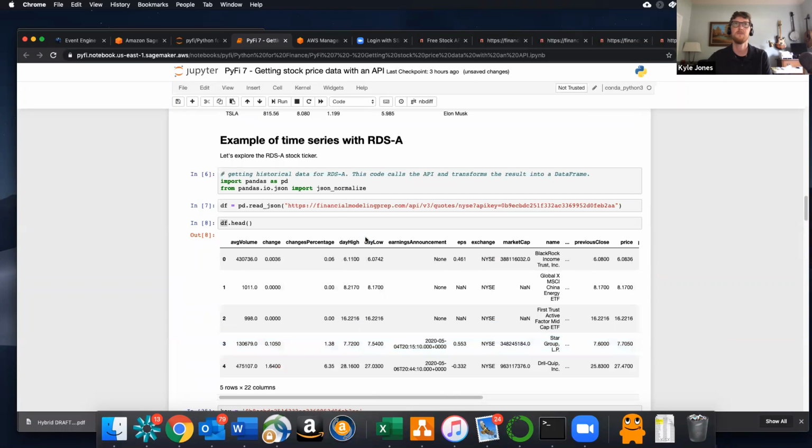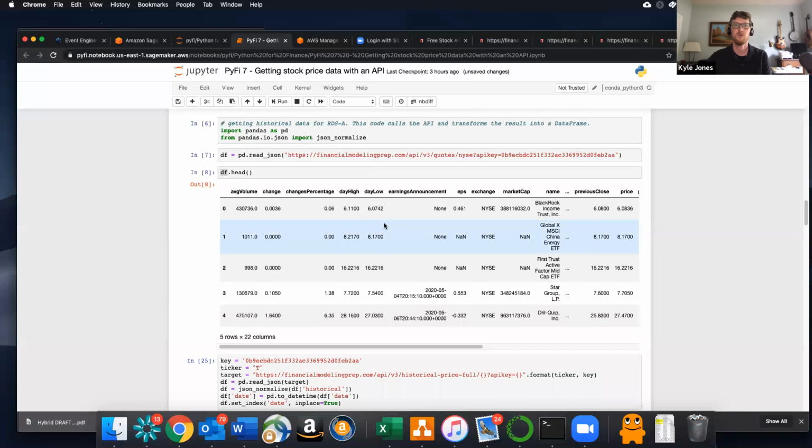Awesome. All right, so that is a time series Bollinger Band strategy.